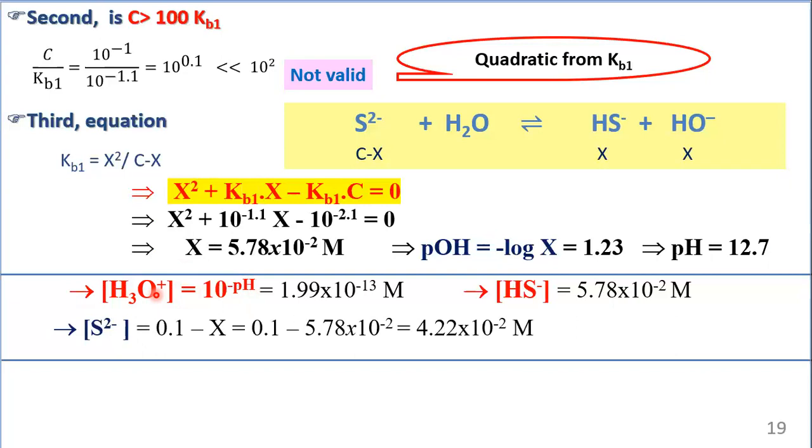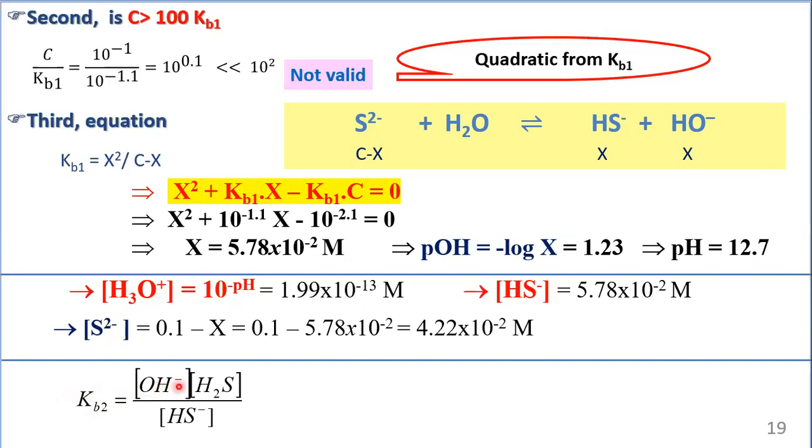S2 minus is simply 0.1 minus X. Why? Because that's initial minus X, that's my S2 minus. Again, substitute, you got your X and you get a number. What's my last species that I need? Well, if you go back to the two equations, I still have one more species which is not determined. And that is this H2S species, which comes from the second base reaction. So that's going to come from KB2.